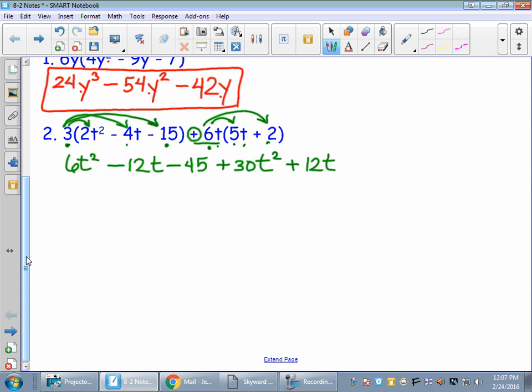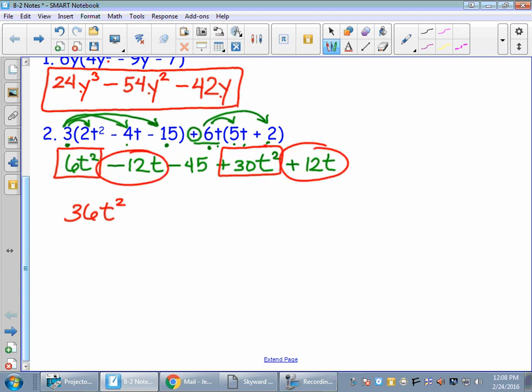I do a quick scan of the entire problem, and I see a 6t squared here, and I see another positive 30t squared here. So I'm going to add those two together to make 36t squared. I see a negative 12t here and a positive 12t here. They actually cancel each other out. A positive 12 and a negative 12 turn into 0, so I don't even have to write it. The t's just go away. And then we're left with a negative 45.